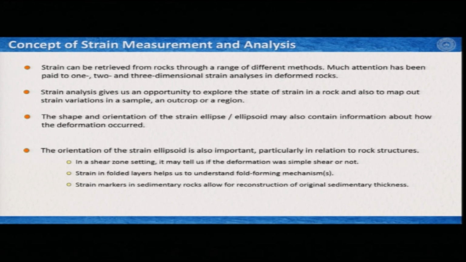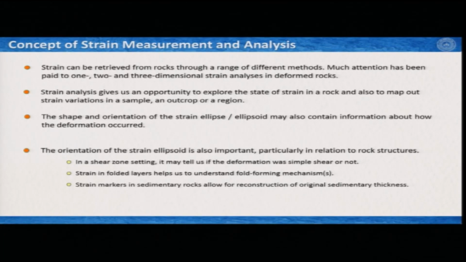So in strain analysis, essentially the primary aim is to measure the strain of the rock. This gives you an opportunity to explore the state of the strain in a rock and also to map out the strain variations within a sample or in an outcrop or a region. So if you are analyzing a sample by means of strain analysis, you can actually figure out whether the strain is homogeneous, heterogeneous, isotropic, anisotropic, etc.